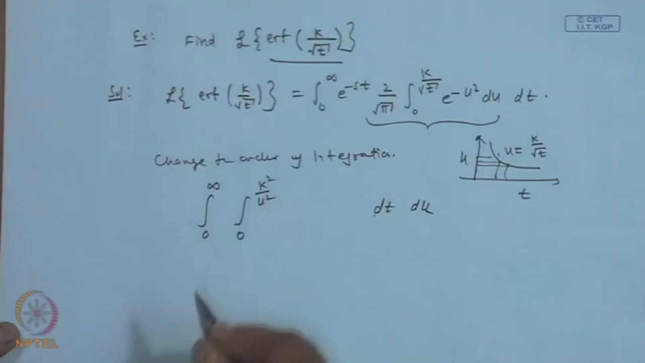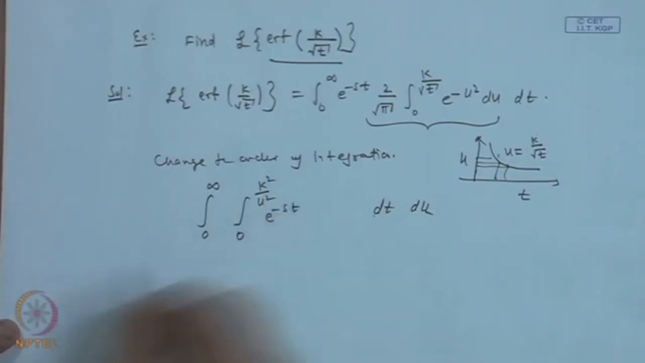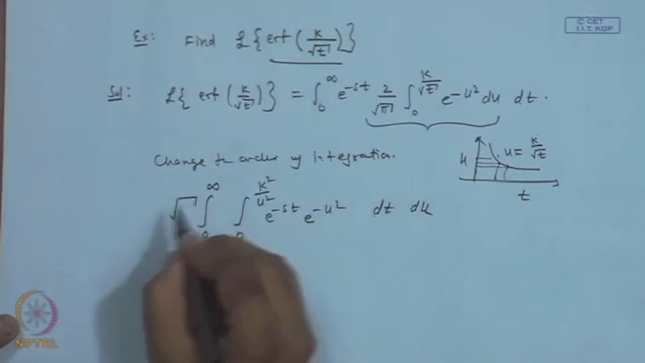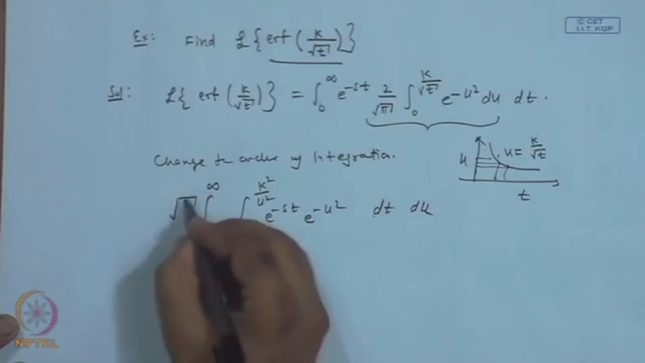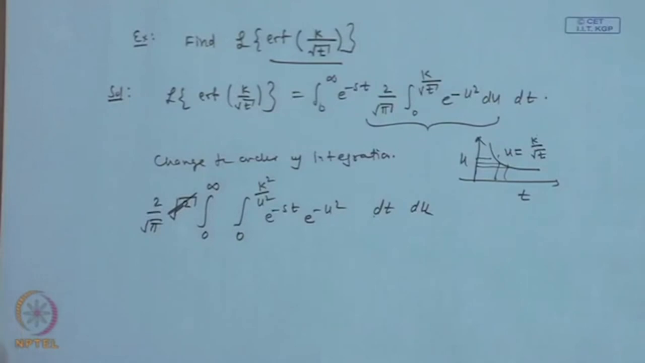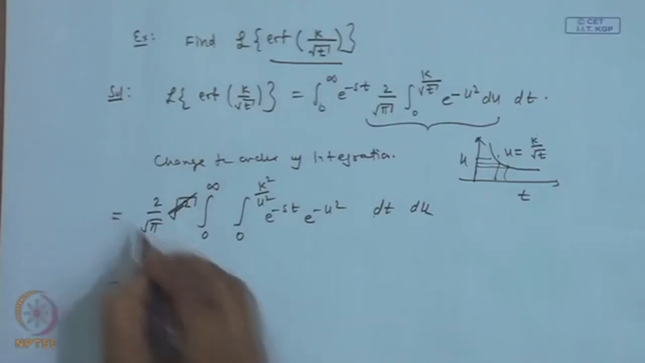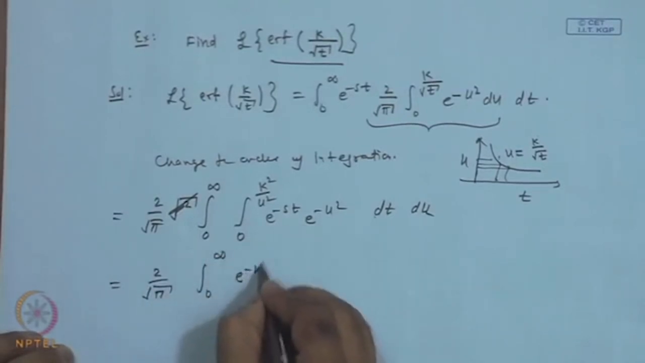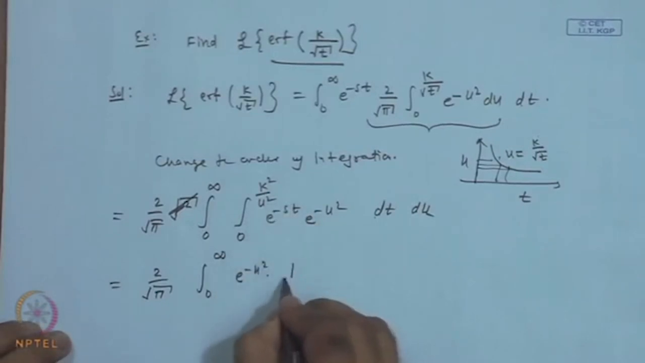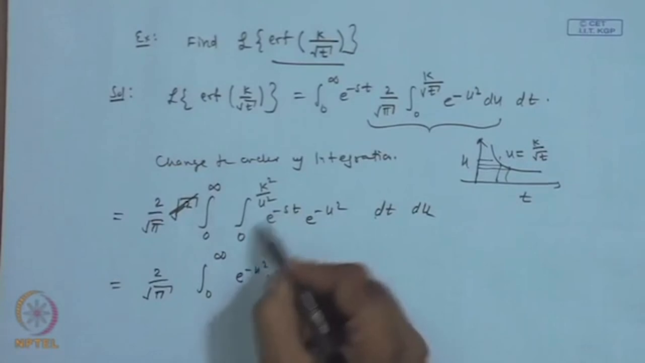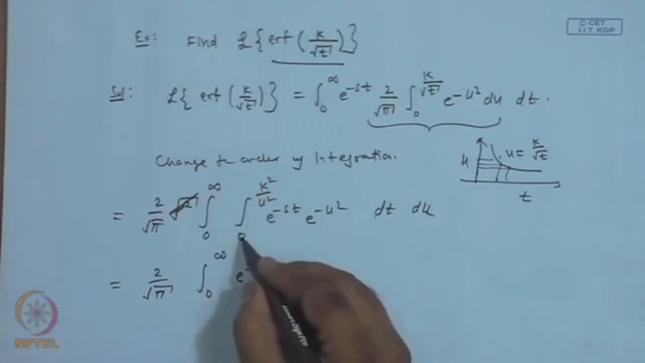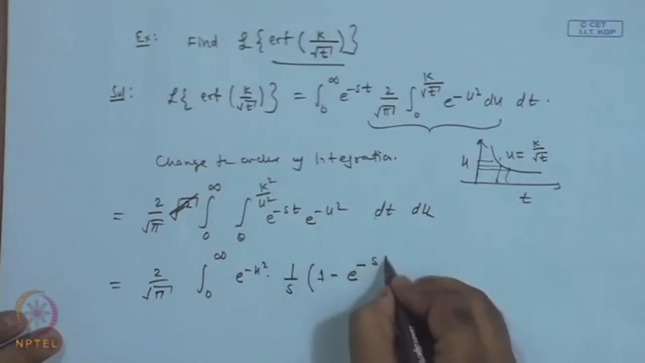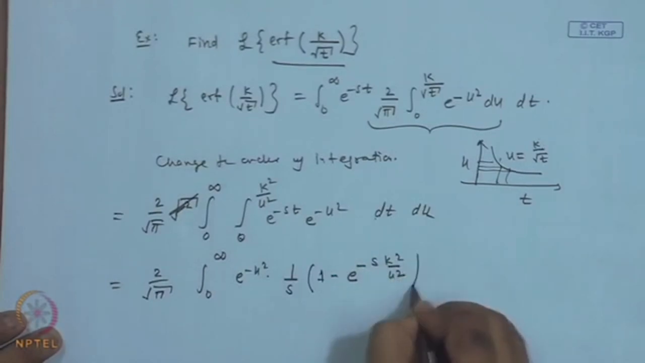we have e^(-st), and e^(-u^2), dt du, and this factor 2 over square root pi will come out of the integral. So what we have then is 2 over square root pi, 0 to infinity, e^(-u^2). So we have the integral of this, 1 over s; a minus sign will come, which we can accommodate with the limits. So putting the 0 first, we have 1 minus e^(-s k^2 over u^2), and we have du.